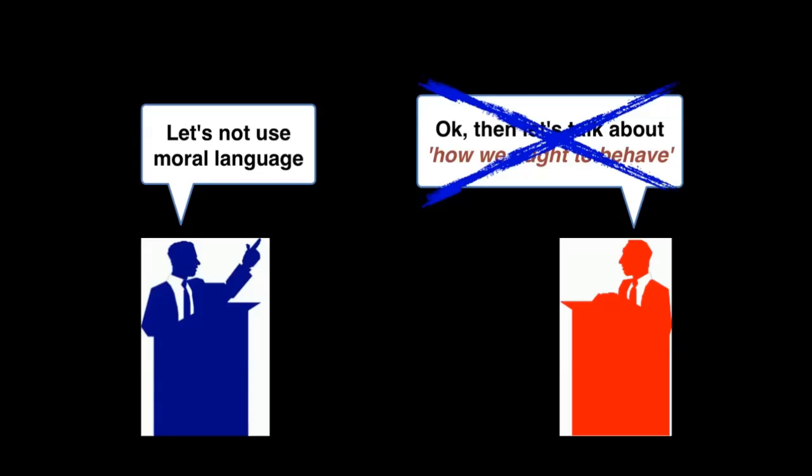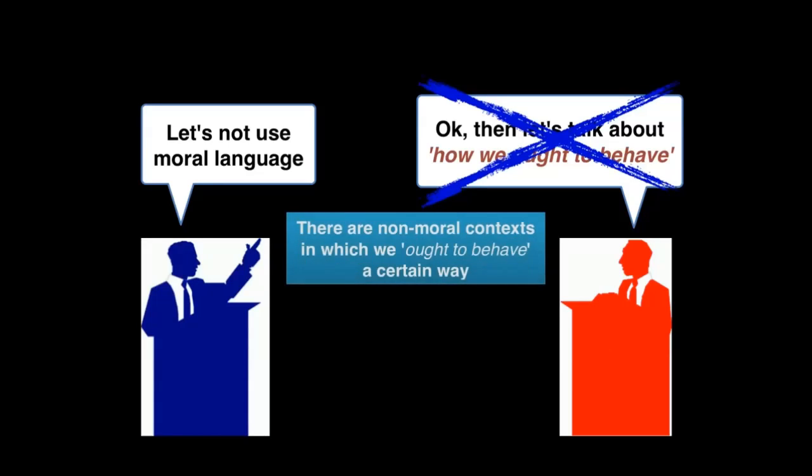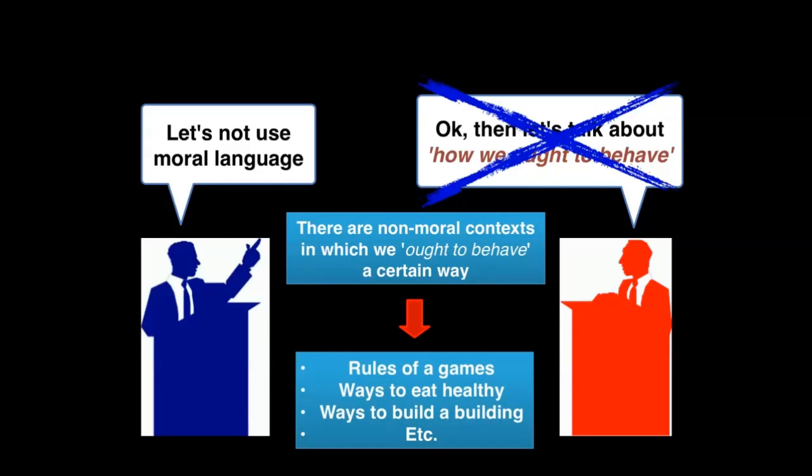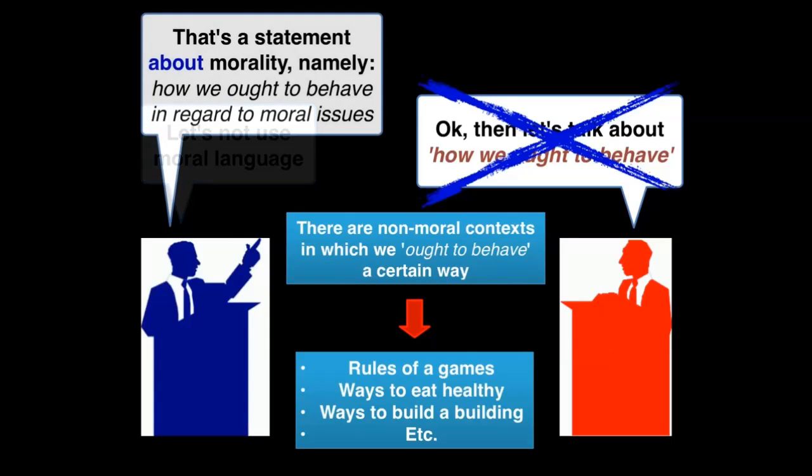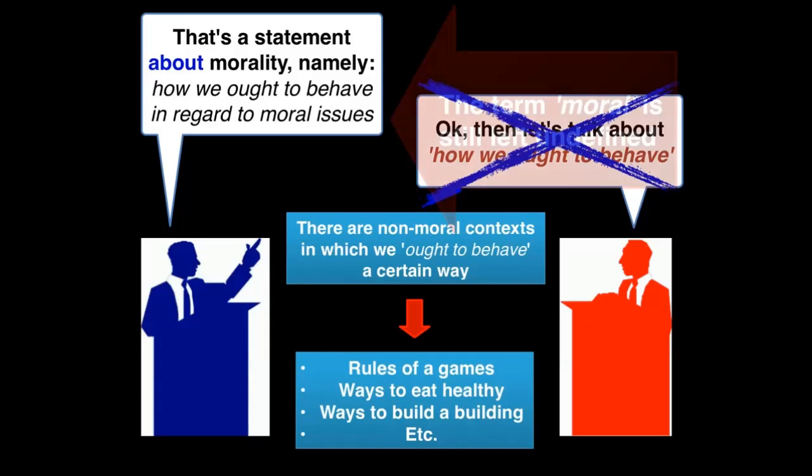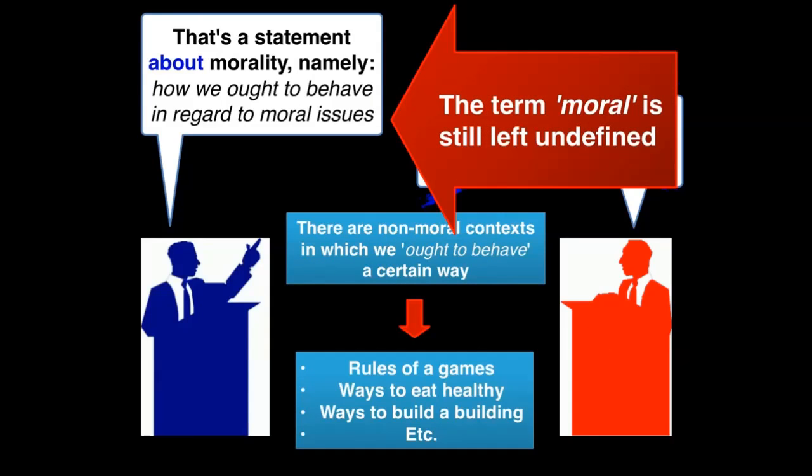But this is misguided. This is easily demonstrable by the fact that we recognize certain oughts that are not related to morality. For example, the rules of a game, ways to eat healthy, or ways to best build a building. In other words, how we ought to behave cannot be a definition of morality. It can only be a question about morality, namely, how we ought to behave in regard to moral issues. But in that sentence, the word moral is of course still what needs to be defined. So the what, how and why distinction is necessary to recognize when it comes to morality as well.